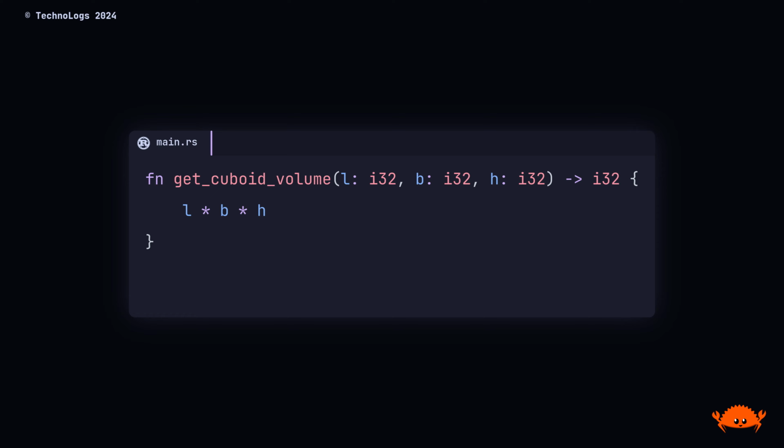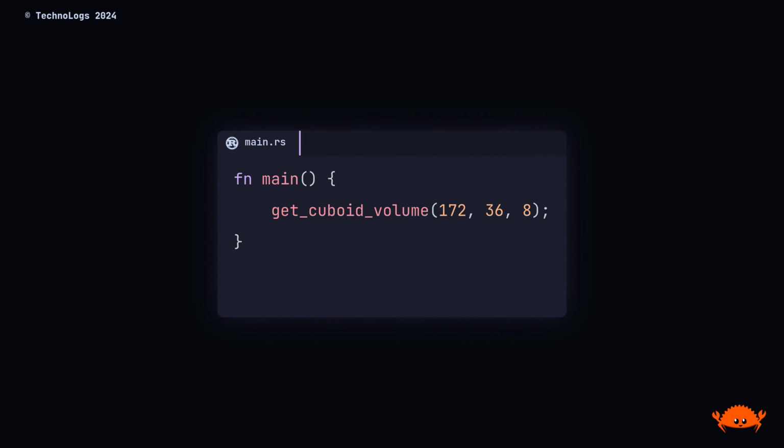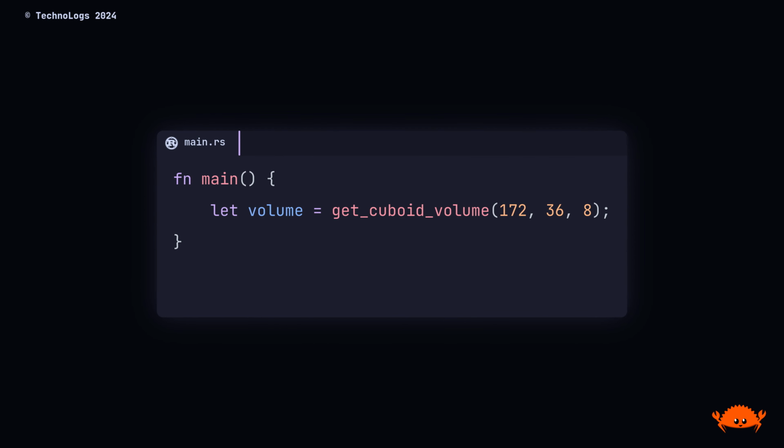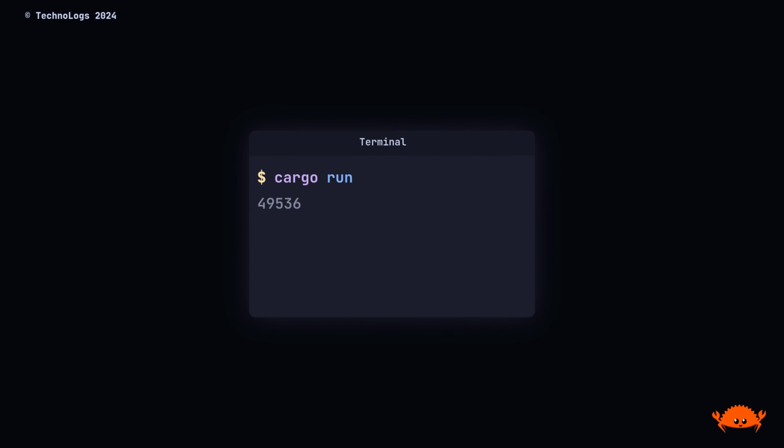Next, we need to go back to the main function, and instead of just calling this function, we will create a variable to hold the return value. I will call it volume. Then we need to put an equal sign and call our function. What this will do is it will call the function, get the return value, and then set this variable to the return value. Now we can print it out using the println macro like this. If we run this code, it will print out the volume of our cuboid.